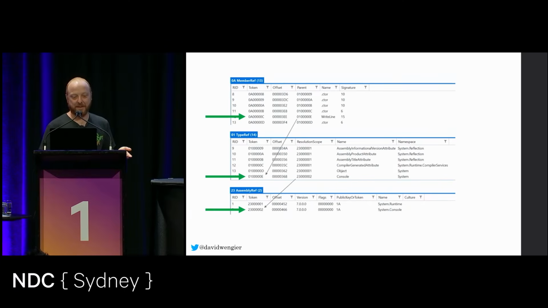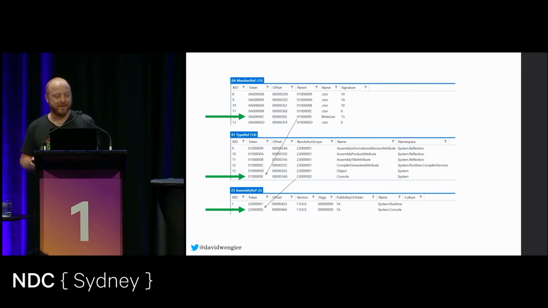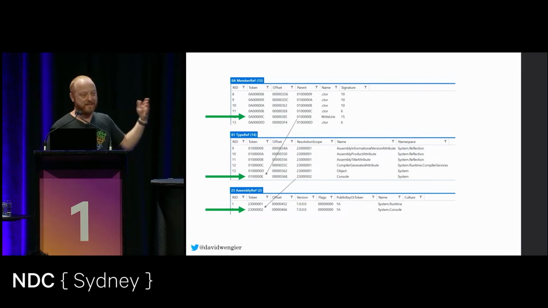So we go look up that table. It was row C. This is all hex, obviously. It was row C. So we find that. That's the WriteLine method. It has a parent. That's a foreign key. What does it point to? It points to the type reference. OK, go look that up. Oh, that's the console type. That has a resolution scope. I don't know. Call it what you want. We looked that up, and that's in the assembly reference. So then that comes from System.Console.